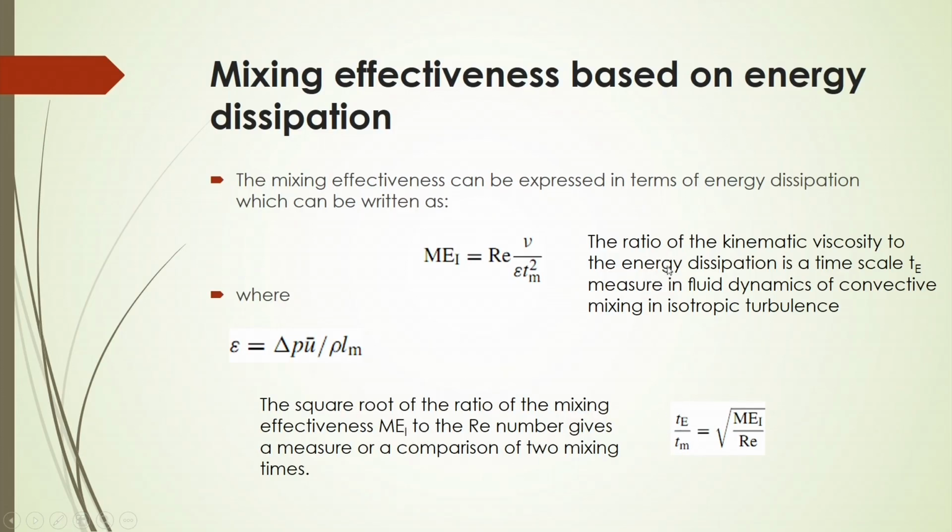And the ratio of the kinematic viscosity to the energy dissipation is a time scale that measures the fluid dynamics of convective mixing in isotropic turbulence, and the square root of the ratio of the mixing effectiveness to the Reynolds number gives a measure, or a comparison, of two mixing times.